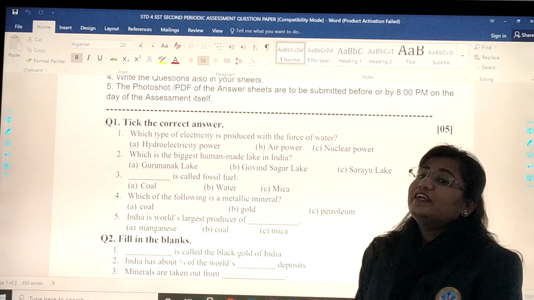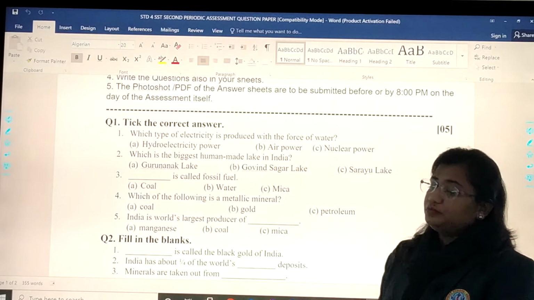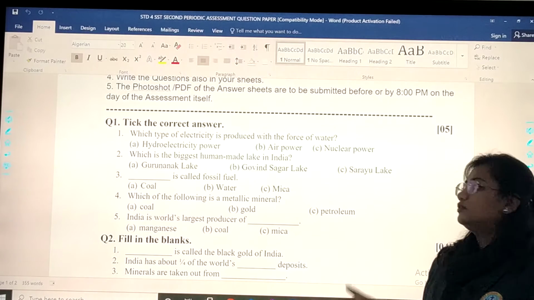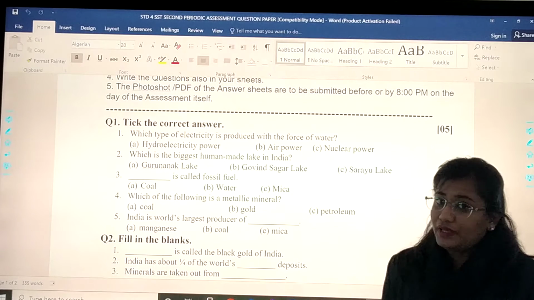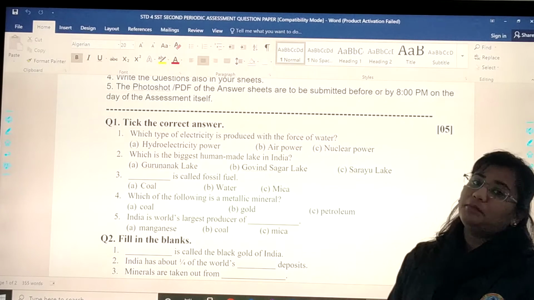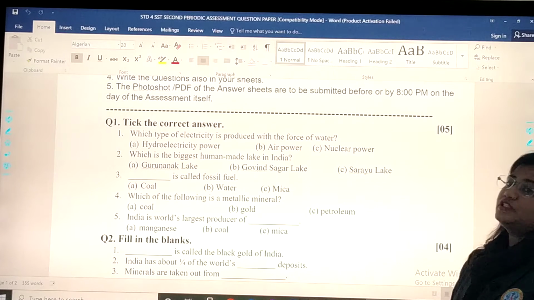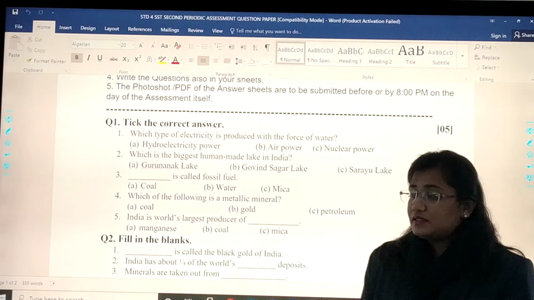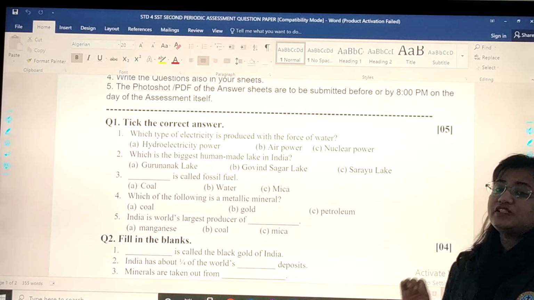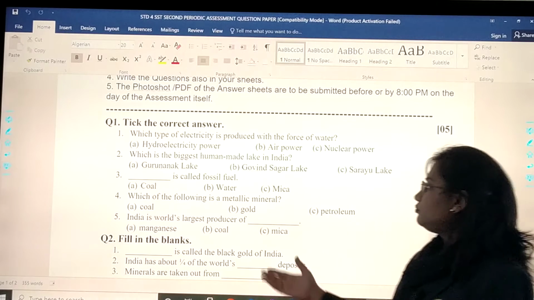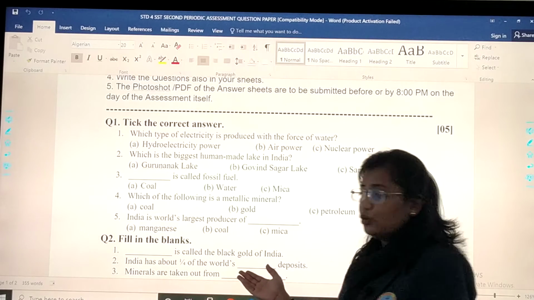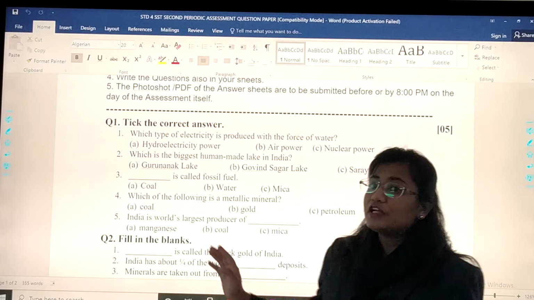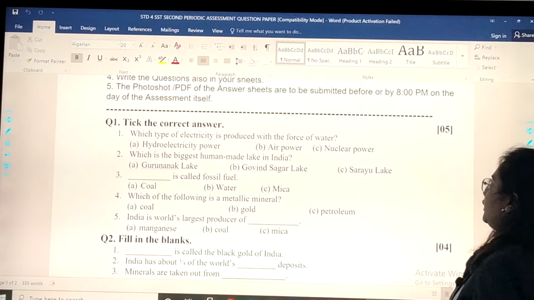Number 3. Dash is called a fossil fuel. Is it coal, water or mica? Number 4. Which of the following is a metallic mineral? Coal, gold or petroleum? Number 5. India is world's largest producer of dash. A. Manganese, B. Coal or C. Mica. You need to write that India is the largest producer of dash.